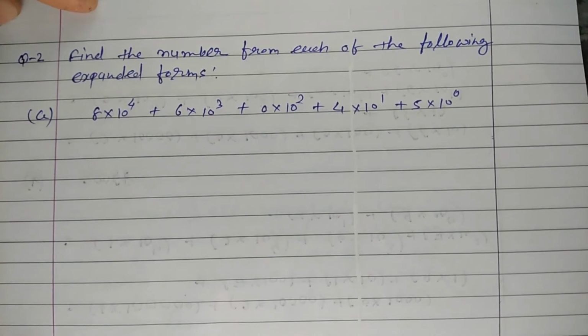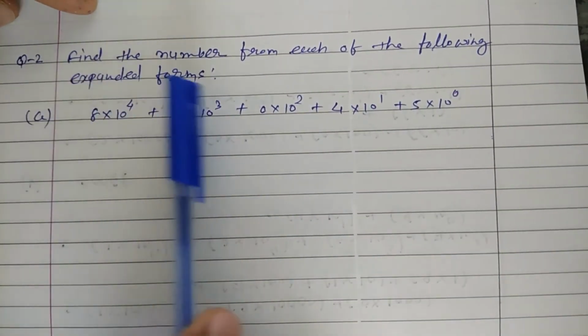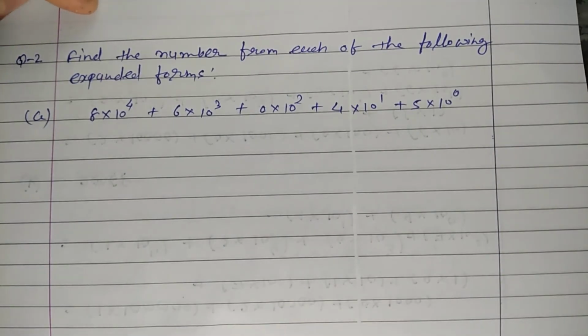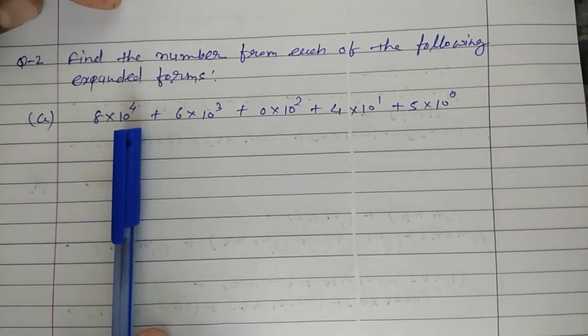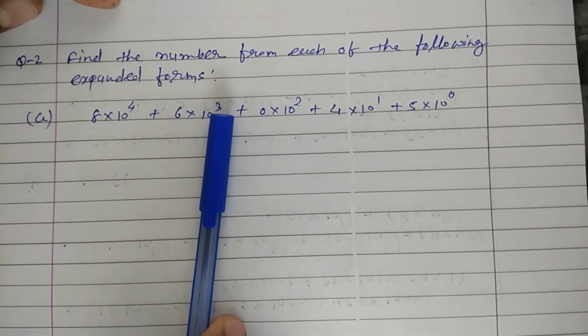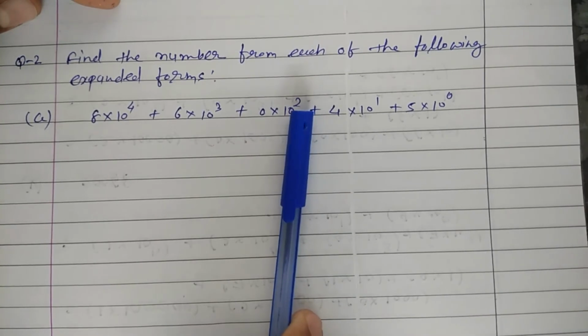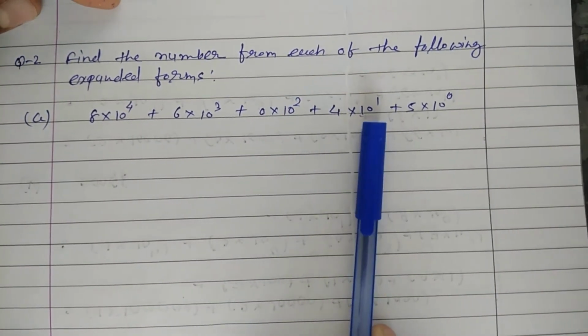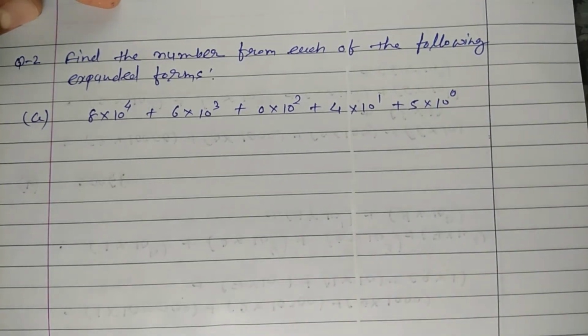Next question, question number 2. Find the number from each of the following expanded forms. So here expanded forms are given and we have to find the number. So some number A, 8 multiplied by 10 raised to the power of 4 plus 6 multiplied by 10 raised to the power of 3 plus 0 multiplied by 10 raised to the power of 2 plus 4 multiplied by 10 raised to the power 1 plus 5 multiplied by 10 raised to the power of 0.